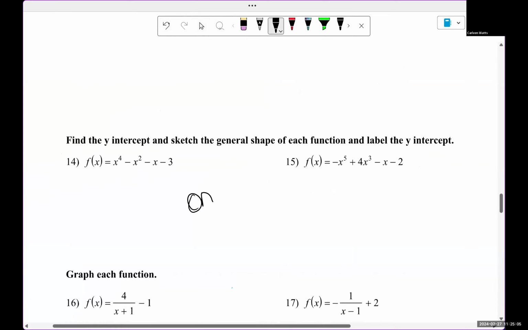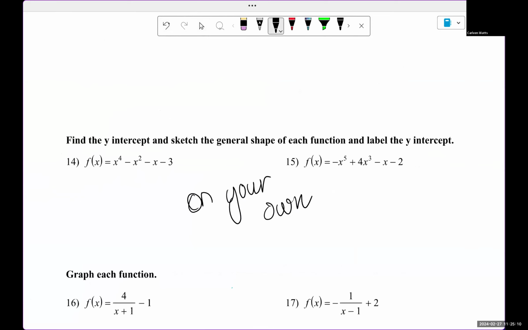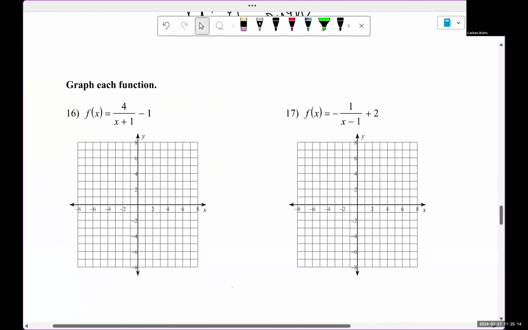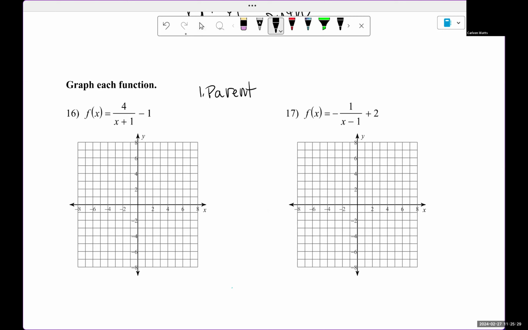Okay, this is on your own. Number 16, graph. So we are going to sketch, first of all, the parent. What's the parent graph look like? It's 1 over x, so it looks like the intersection.